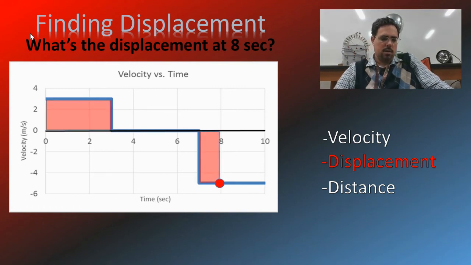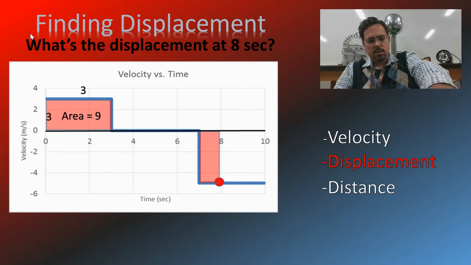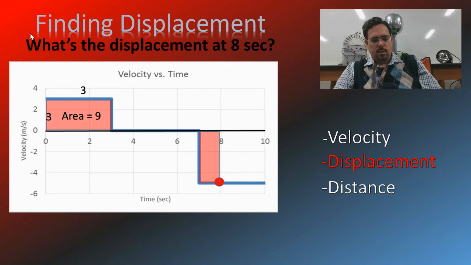We shade in all the area, and notice we only shade in the area between the graph and the 0 line. So from 3 to 7 seconds, where the velocity is 0, we don't have any area to add to it. So to start with, we have to include all the area from 0 to 8 seconds. That includes that first rectangle, and we already found that first rectangle had an area of 9.